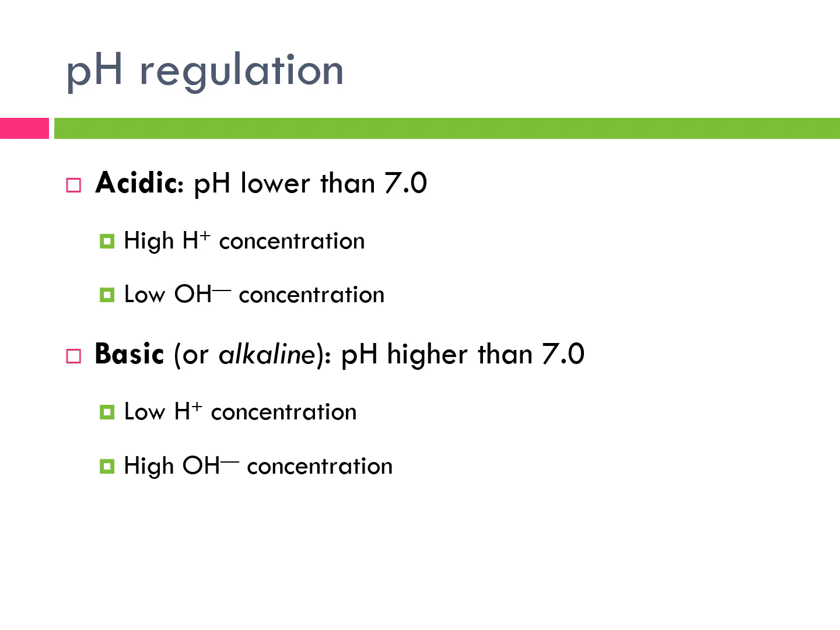So acidic, lower than 7, you have a high concentration of hydrogen ions and fewer hydroxyl ions. A basic or alkaline pH is above 7, where you have a low concentration of hydrogen ions and a high concentration of hydroxyl ions.